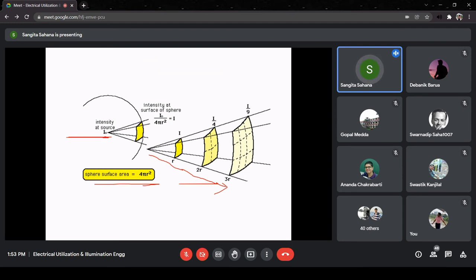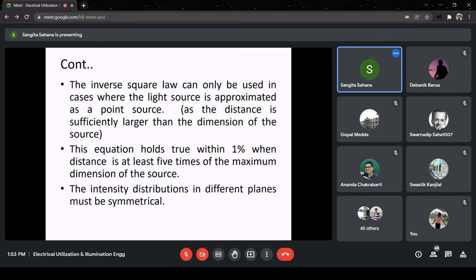So if this is my source, at r it will be I by r square. At 2r, it will be I by 4r square. Here it will be I by 9r square, like that. So it can only be used in cases when the light source is approximated as a point source. The equation holds.